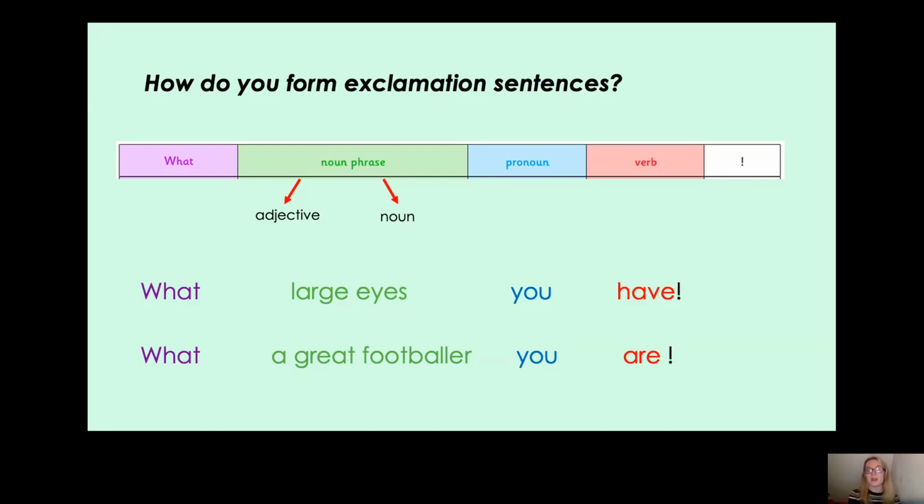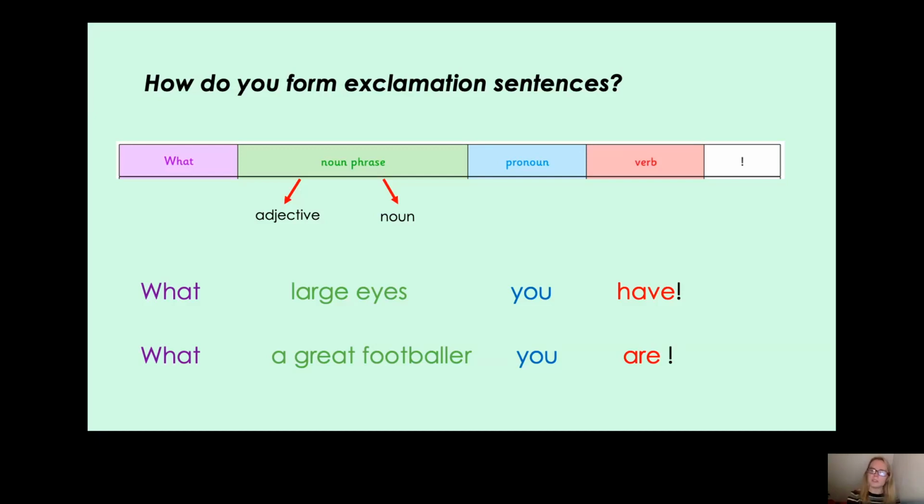And then after that, you have a pronoun, which is like you, I, we, they, or it could even be a noun like the dog or the flower or the bird. And then finally, you have your verb. So in this case, we have and are at the end of our sentence, like we had in the examples on the page before. Our verb is always at the end before our exclamation mark. So there you go. That's how you form an exclamation sentence starting with what.